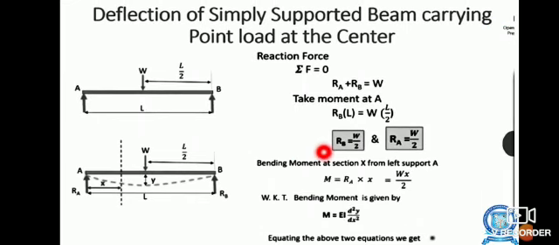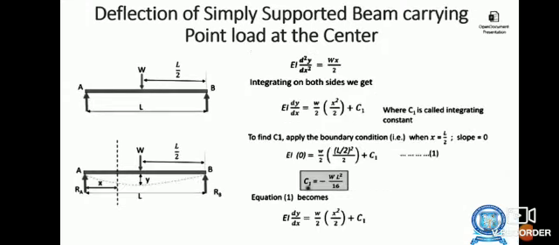Next, bending moment at section X from the left support A. M is equal to RA into X, the distance we will find out. So reaction force RA into distance X is equal to Wx divided by 2. We know that the bending moment is given by M is equal to EI d square y by dx square. Equating the above two equations, we get EI d square y by dx square is equal to Wx divided by 2.